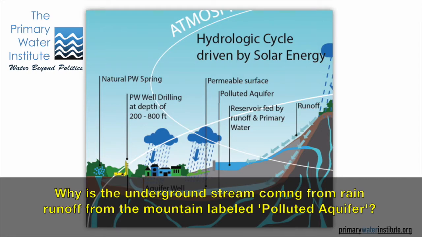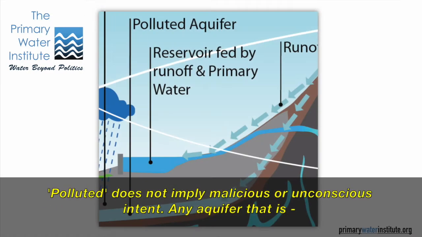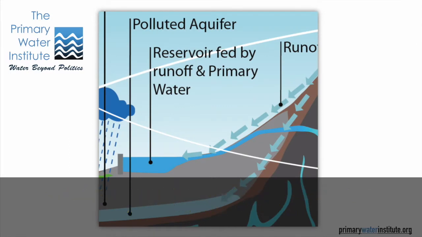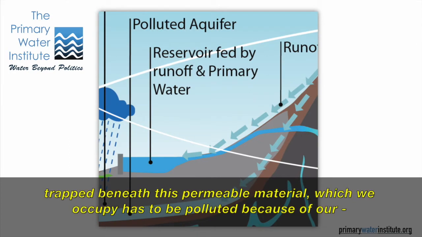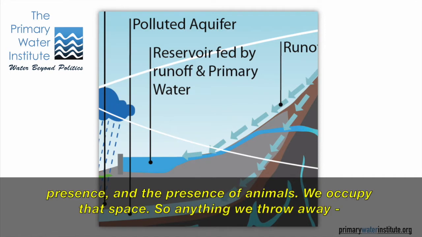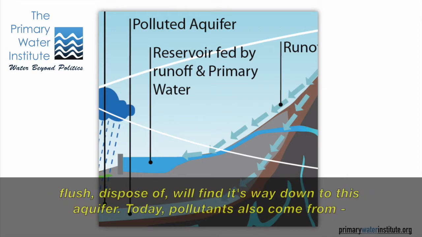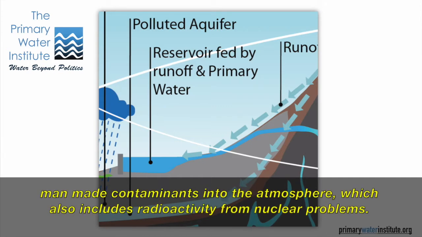Why is the underground stream coming from the rain runoff from the mountain labelled polluted aquifer? Polluted does not imply malicious or unconscious intent. Any aquifer that is trapped beneath this permeable material which we occupy has to be polluted because of our presence and the presence of animals. We occupy that space, so anything we throw away, flush, dispose of will find its way down to this aquifer. Today, pollutants also come from man-made contaminants into the atmosphere, which also includes radioactivity from nuclear problems.